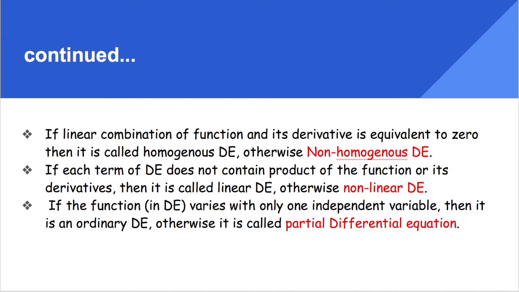Also, if a linear combination of the function and its derivatives is equivalent to 0, then it is called a homogeneous DE, otherwise non-homogeneous DE. Then, if each term of the DE does not contain a product of the function or its derivatives, then it is called a linear DE, otherwise nonlinear DE. And, if the function varies with only one independent variable, then it is an ordinary DE, otherwise it is called a partial differential equation.